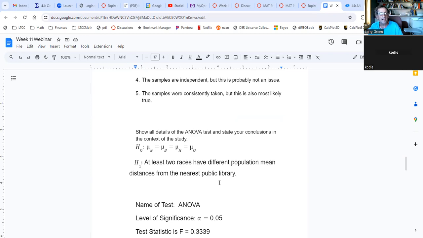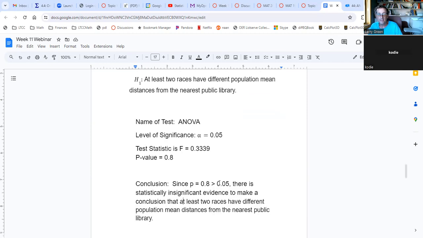Any questions at all about ANOVA? Hopefully you agree this is not the hardest. We're not ending on the really hard note. It's just another hypothesis test with the same kind of things to think about. It's not exactly the same, but there are a lot of similarities.